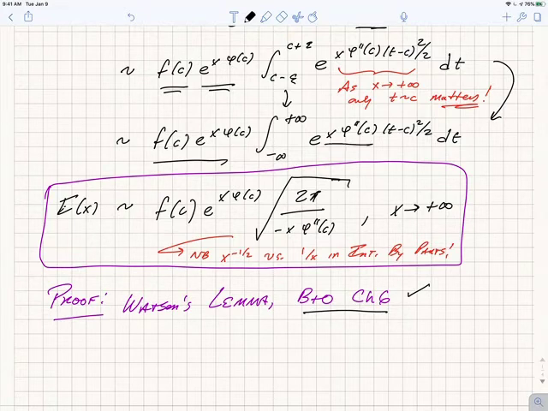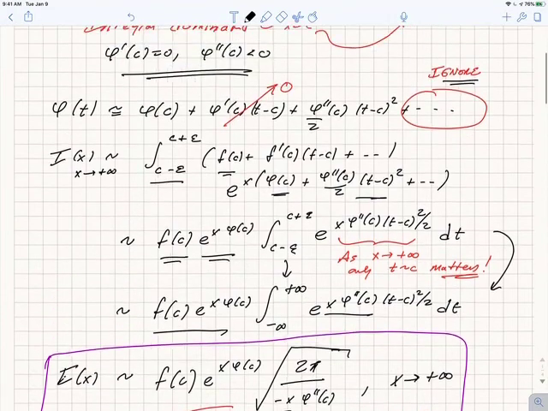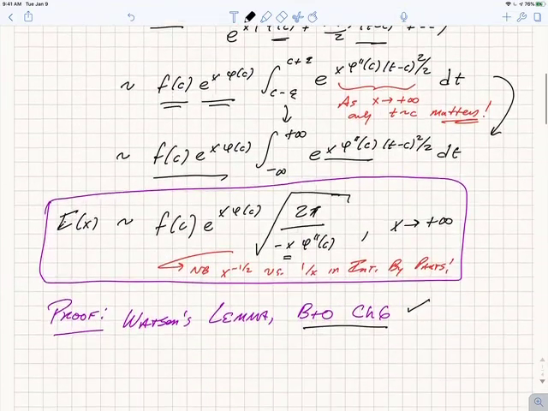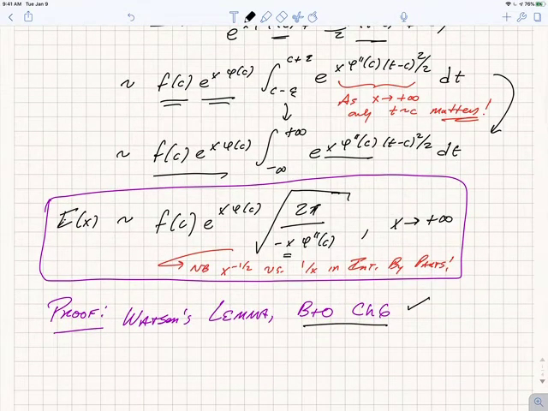Notice that this is different than what we got when we got integration by parts. In integration by parts, we got integral powers of x. The fact that phi had a critical point and its derivative equals 0 at this point means that we get a different form for the asymptotic expansion.